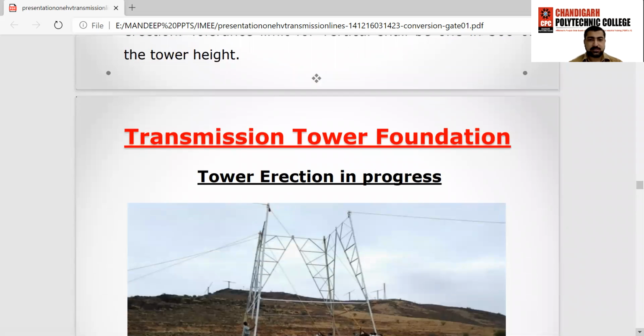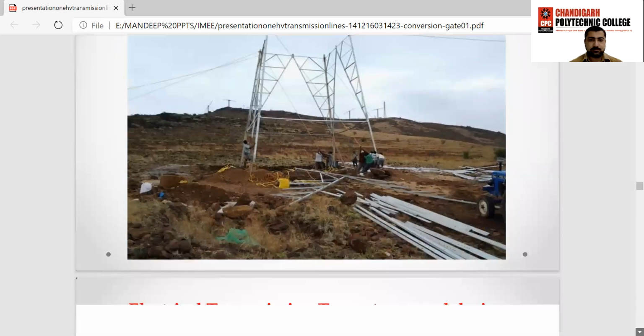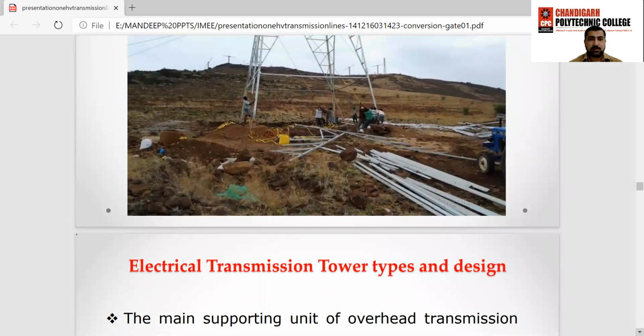These are some pictures to understand the progress of tower erection. In this picture, all the assemblies are assembled at ground level one by one and raised to the tower height.